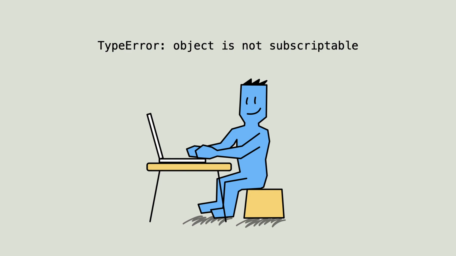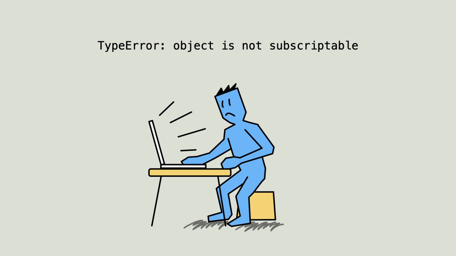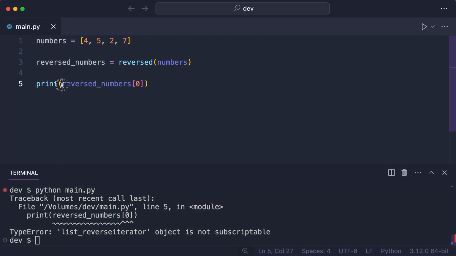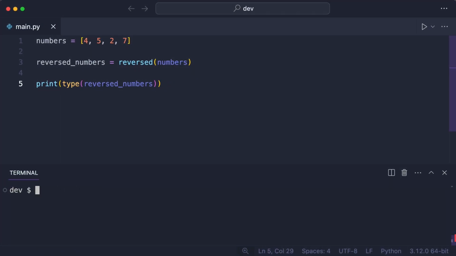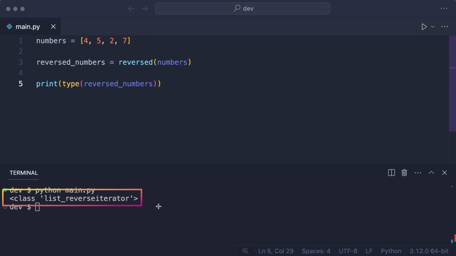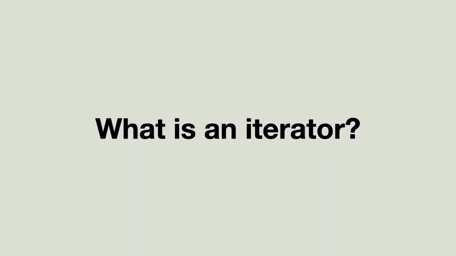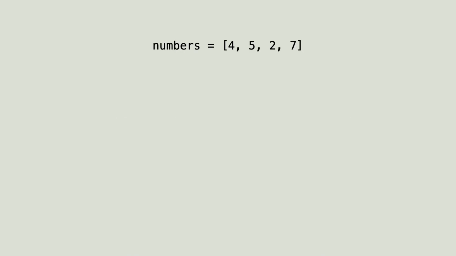When that happens, 99% of the time, you are dealing with an object where you thought it was a list, but in fact it is something else. So the first thing I will do is check the type. Aha! The reversed list is not a list but an iterator. So there we have our next question. What is an iterator? Look at the list of numbers.